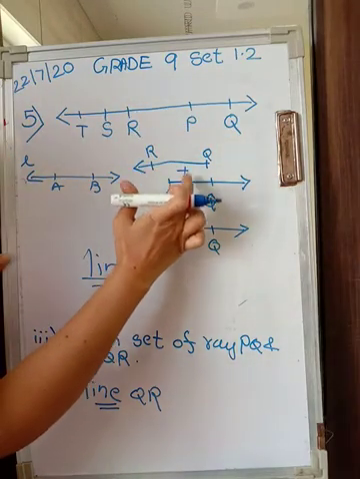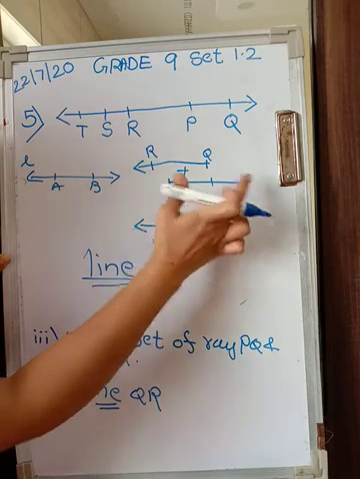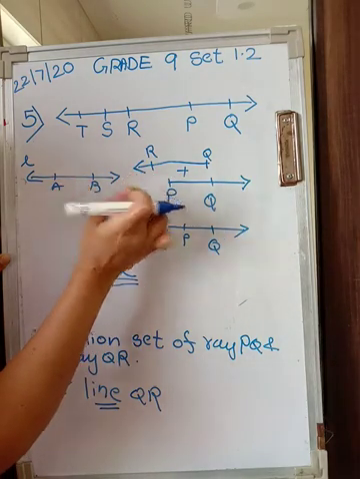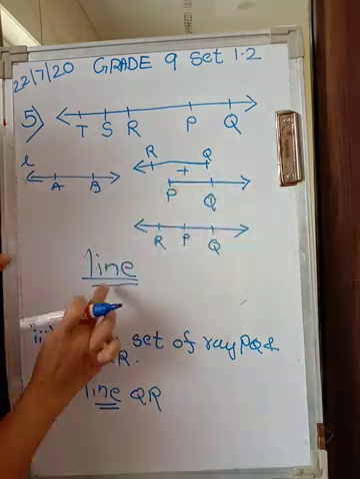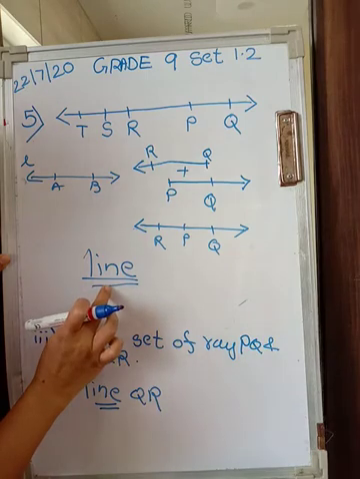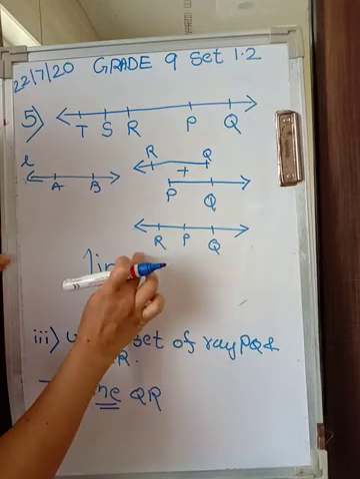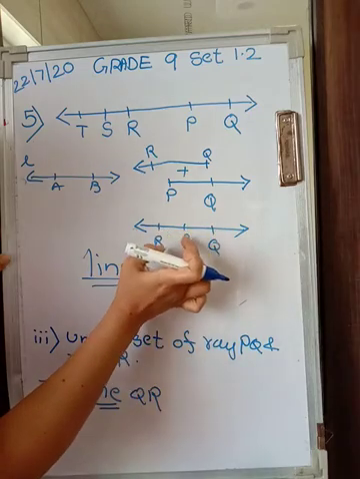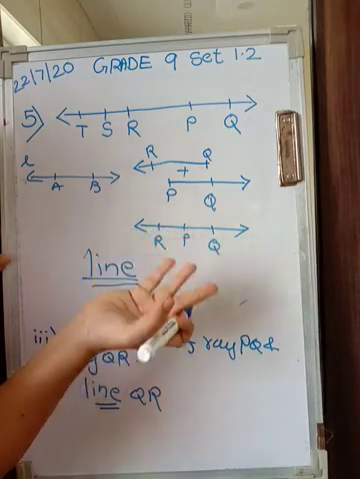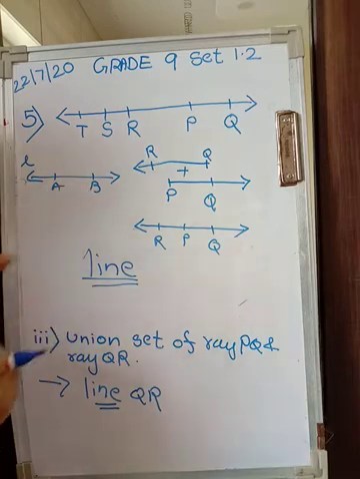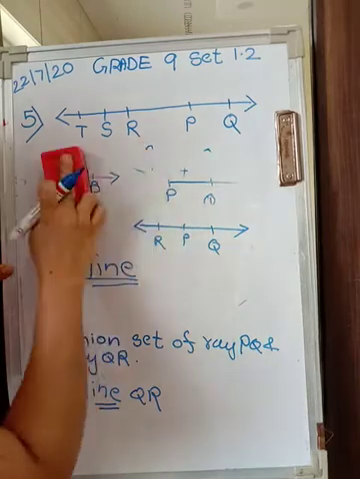These two rays are opposite to each other in terms of direction. So if they both get added up, we are automatically going to get a line. You can name this line as line RQ, you can name this line as QR, line PQ, line QR, any two points you can take, as we have learned how to name the line. So I think the concept is clear. Now let us go for the fourth question.